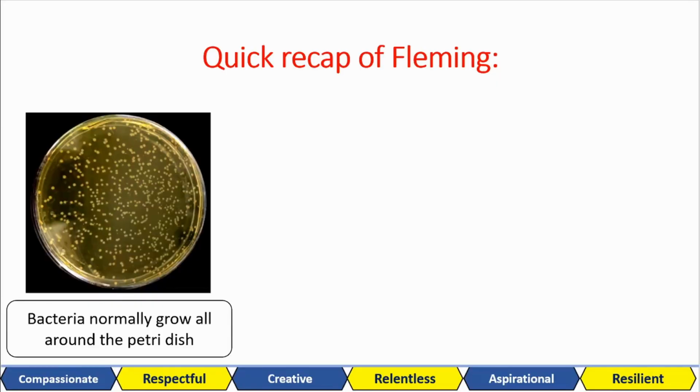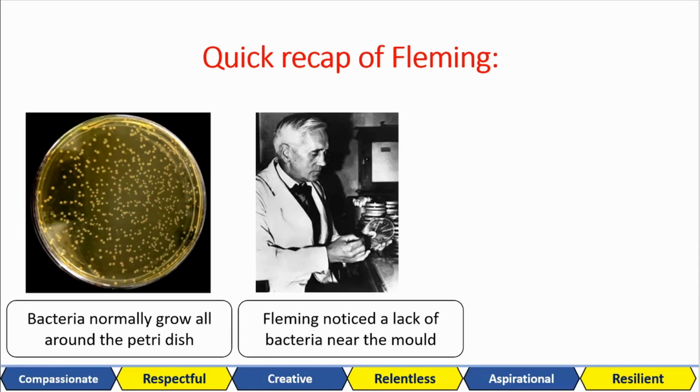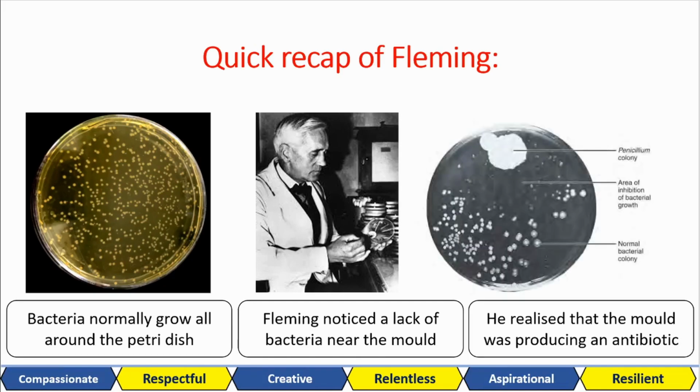Yeah, Prof, you do. Normally, bacteria grow all around your petri dish. Fleming noticed a lack of bacteria growing near the mold, and that was this mold here, the white stuff at the top. So he realized that the mold was producing an antibiotic that was killing the pathogen.